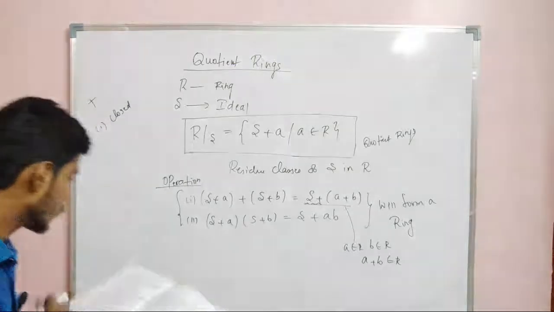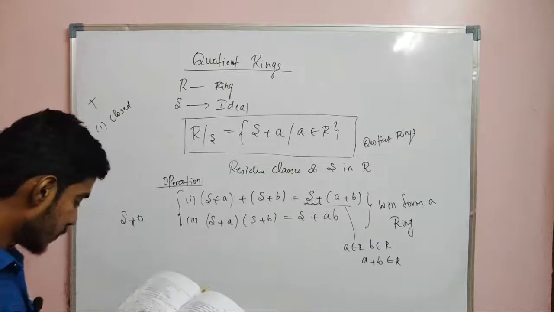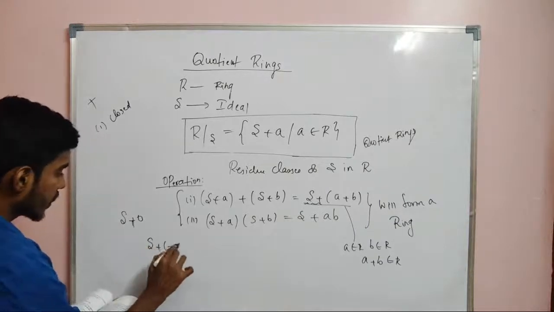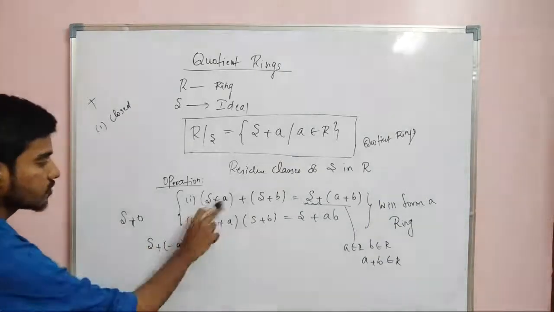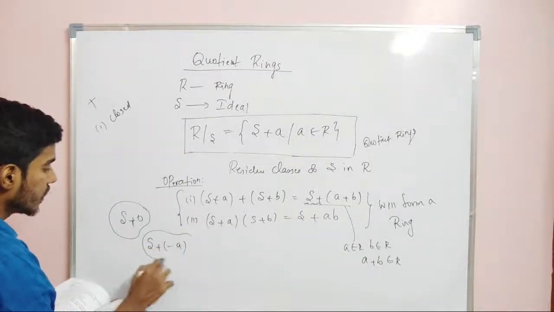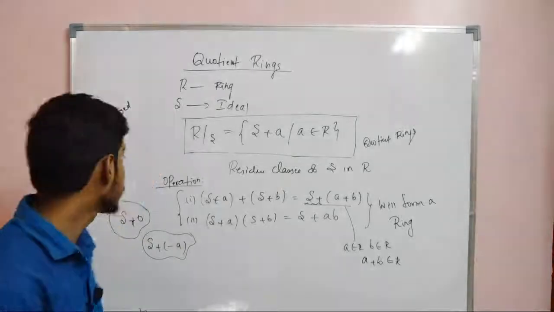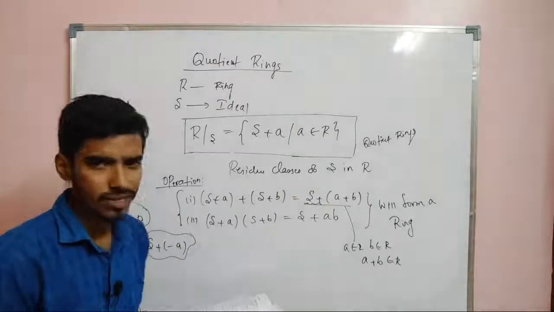Again, S + 0 will be the identity element, and S + (-a) will be the inverse, right? So S + 0 is our additive identity, and S + (-a) is our additive inverse. Therefore it is an abelian group with respect to addition. Again, very easy process, right?